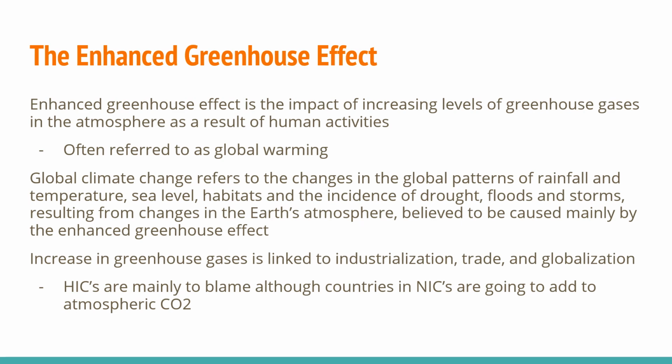This global climate change oftentimes is looking at the global patterns of rainfall and temperature, sea level changes, habitats, and drought, floods and storms, all resulting from changes in the Earth's atmosphere, and all caused mainly by the enhanced greenhouse effect and human activities, like burning coal, like pollution, all of these different things that have been associated with this change in climate. Now, in terms of who's to blame, mostly higher income countries, HICs, are mainly to put blame on, although newly industrialized countries are going to certainly add to atmospheric carbon dioxide for sure.